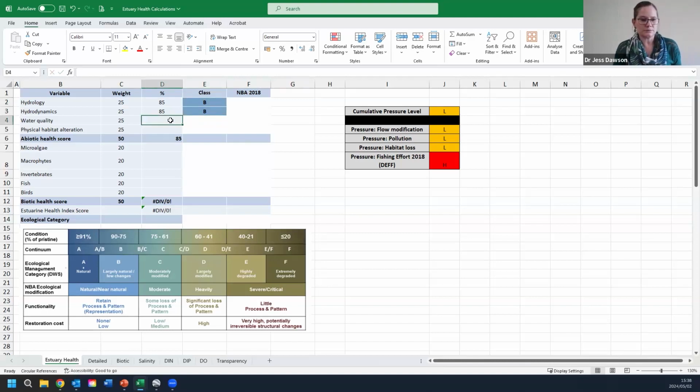Water quality. So again, it says the pressure level is fairly low. Oh, because there's low pollution. The water quality, I'd also give it an 80. 80. Yes. And 80 is still in a B.